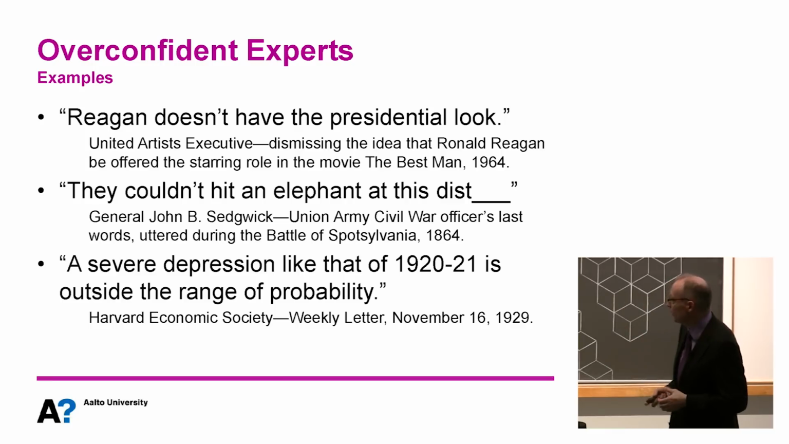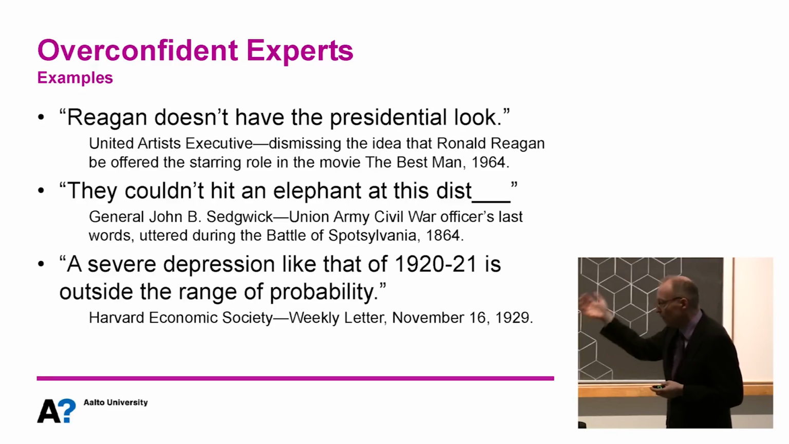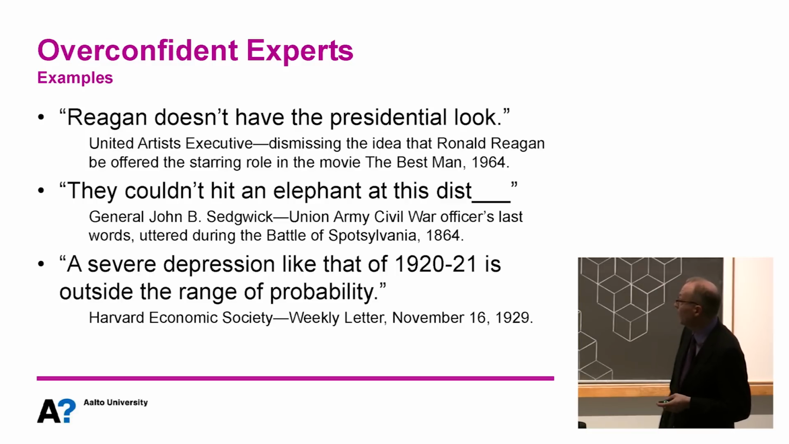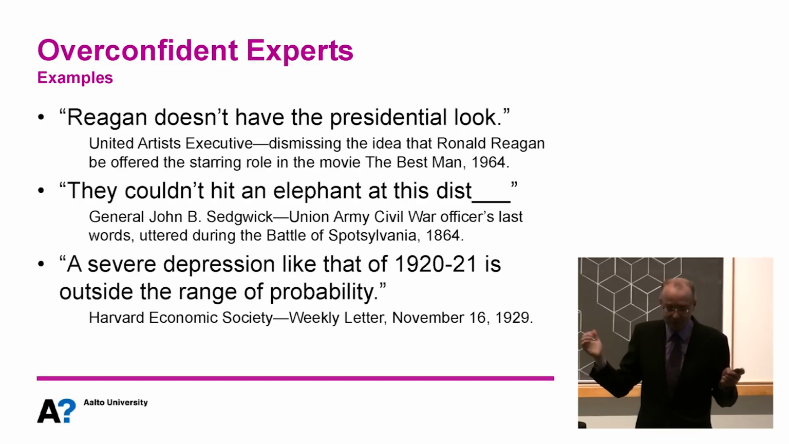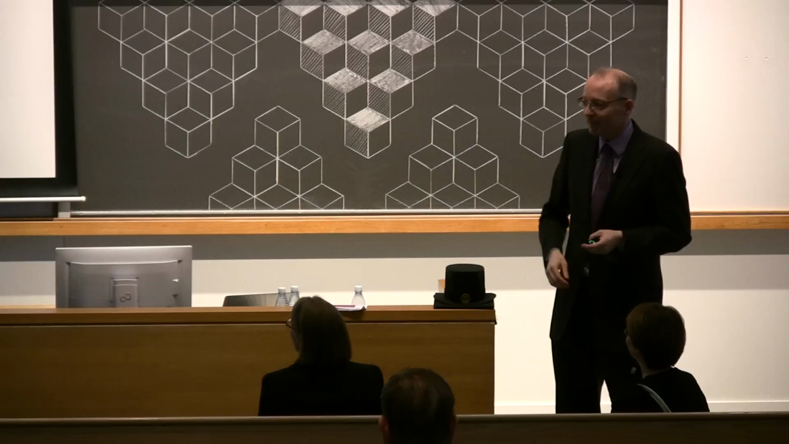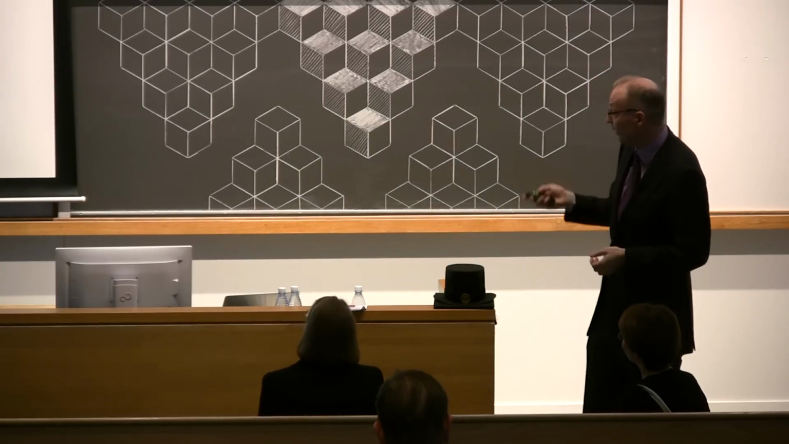Harvard Economic Society. They issued a weekly letter 1.5 months after the warning shot for the Great Depression started, so the stock market crash of 1929. They said that a severe depression like that of 1920 to 21, which was actually not a particularly severe one in hindsight, is outside of the range of probability. And what happened, of course, was something far worse than what happened in 1920 to 21. And this was Harvard.